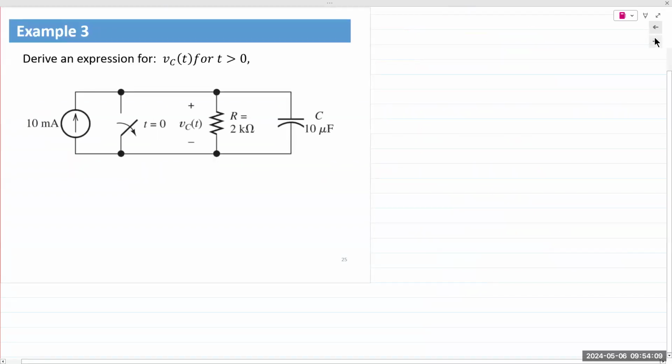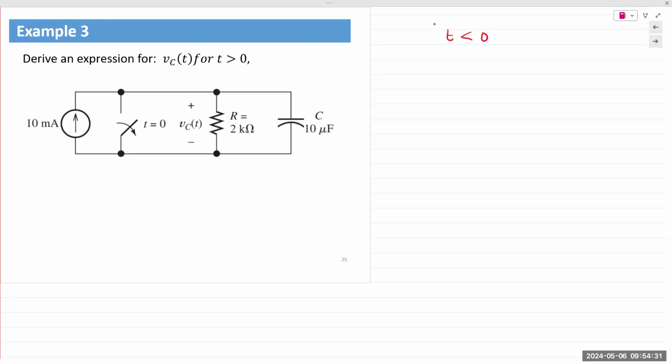Derive an expression for Vc of t for time t greater than 0. Nothing else is given to us. It doesn't state it's been there for a long time, doesn't say anything. So let's look at the circuit. As usual, we'll draw out the circuit for time t less than 0.